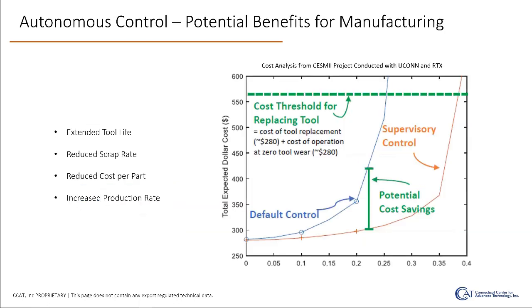This is a graph taken from work that we did with University of Connecticut and Raytheon, actually the work that George had mentioned before as well. What you can see here is that applying this kind of supervisory control, you get extended tool life, reduced scrap rate, that equals reduced cost per part and increased production rate. The more the tool wears, the more cost benefit you get out of this supervisory control. That's really the takeaway of this graph.